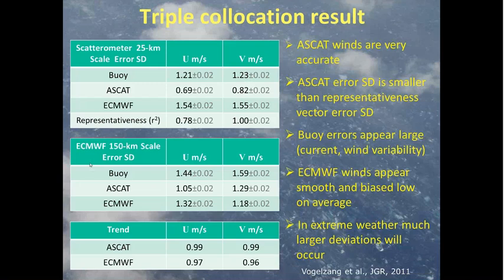The ECMWF error on the spectrometer scale is again bigger than the buoy data because the ECMWF model is smoother, so it does not represent the 25 kilometer scale that is seen by the spectrometer. You miss some mesoscale details, such as from moist convection.